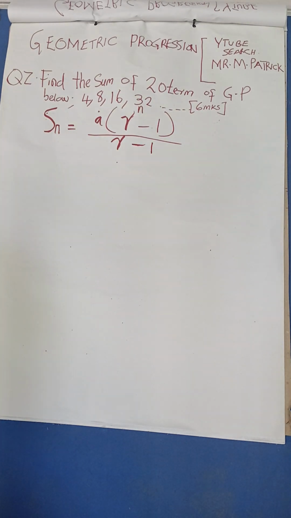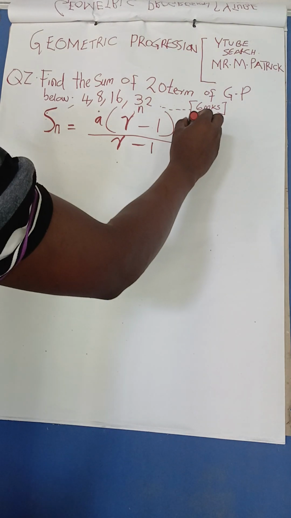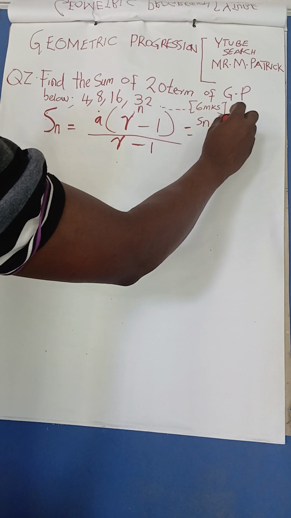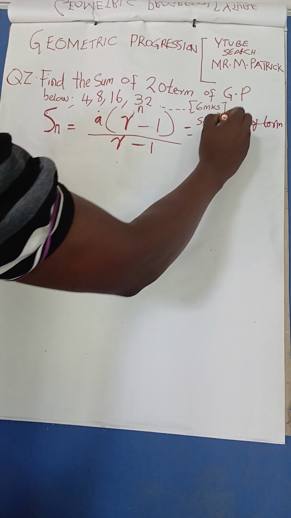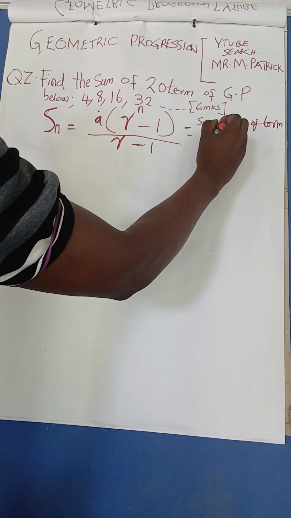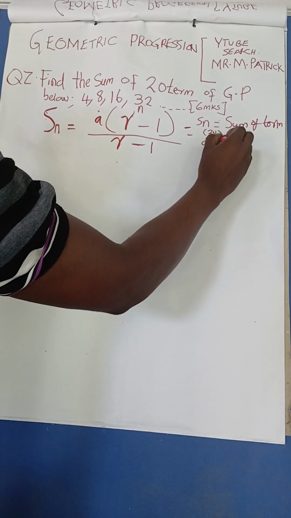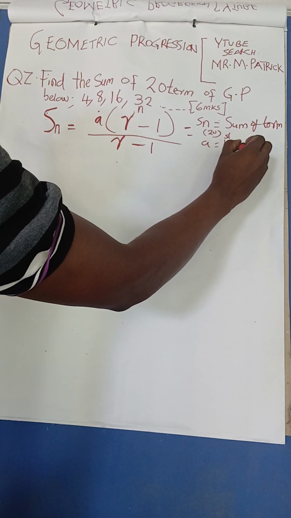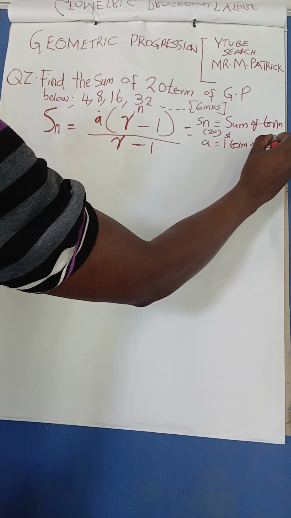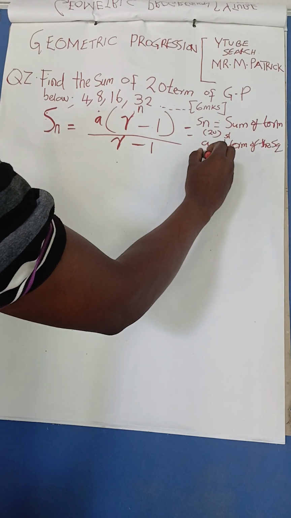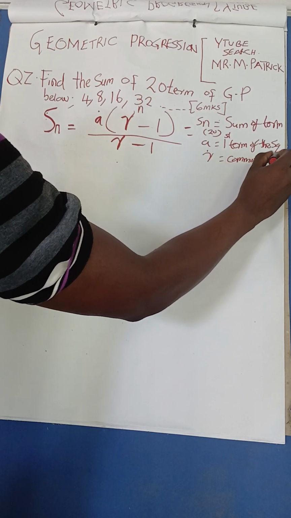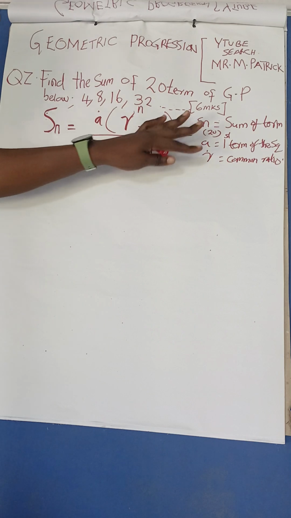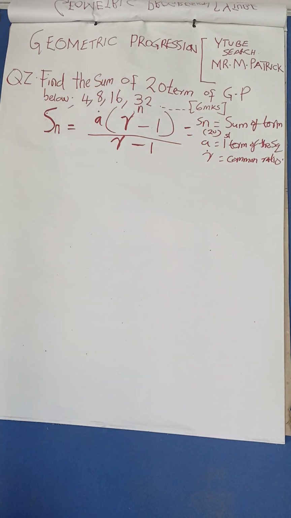Good. So let me just write this down for the sake of those who are taking notes. Sn remains the sum of the terms that you have been asked. Like for this case, you have been asked to get the sum of the 20 terms. Then A will remain the first term of the sequence. Then R will remain the common ratio. Good. So if you master this, I assure you this is a very easy question for us.